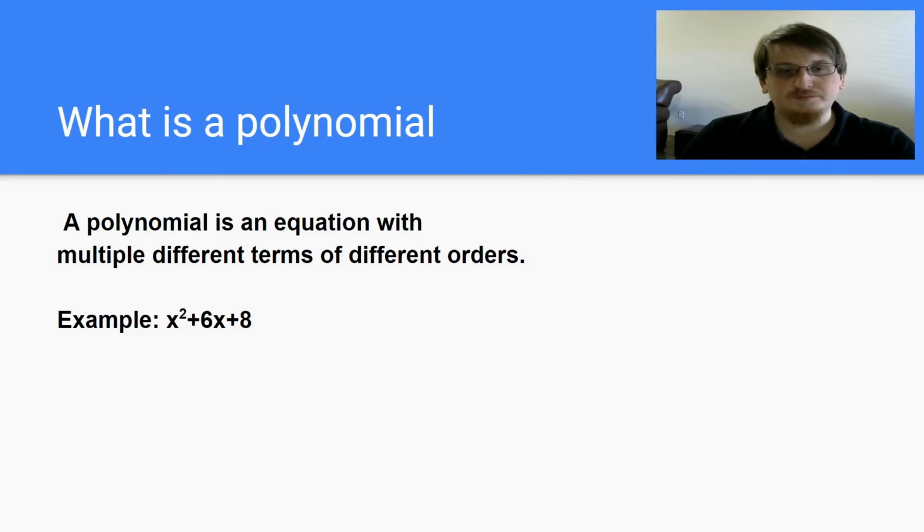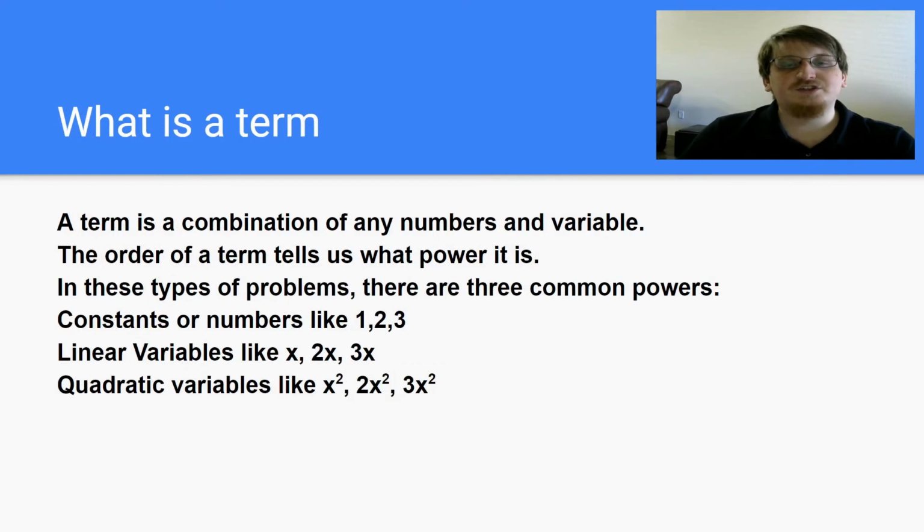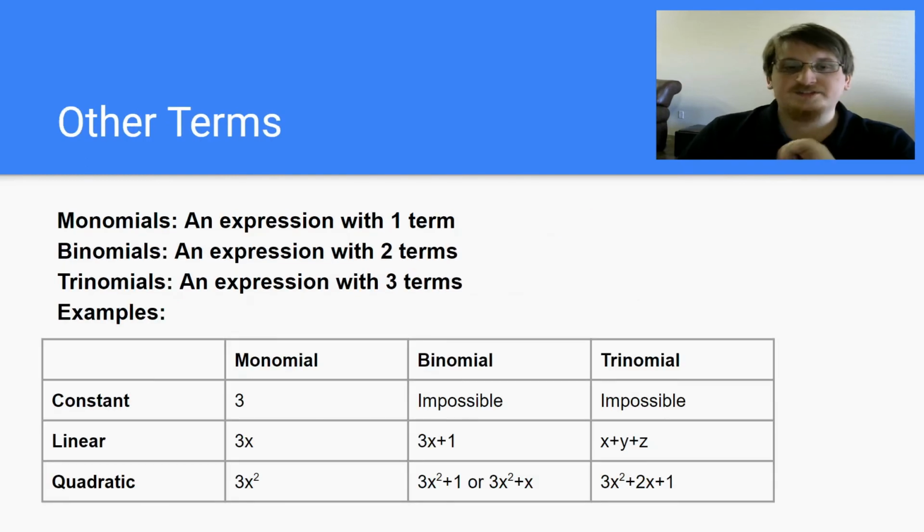Okay, so a term is a combination of any numbers and variables. The order of a term tells us what power it is. In these types of problems, we're going to be dealing with three types of common powers or terms. Basic numbers like 1, 2, and 3, numbers without any x's next to them. Linear variables, which are terms that have x's. Quadratic variables, which are terms that have x squared in them. Now this is important. X and x squared do not combine, they do not mix. We have to keep our x's and our x squared separate from each other.